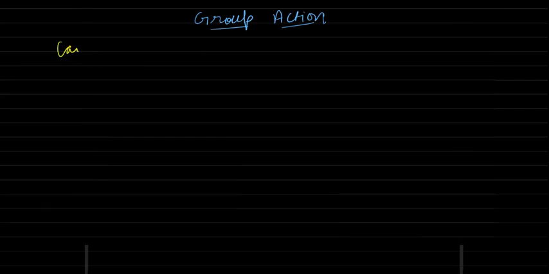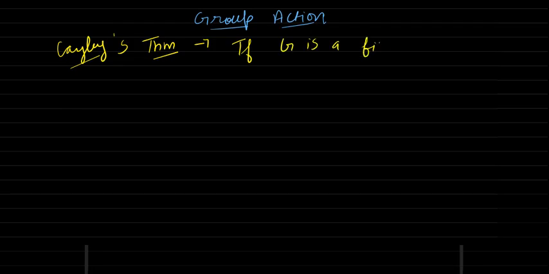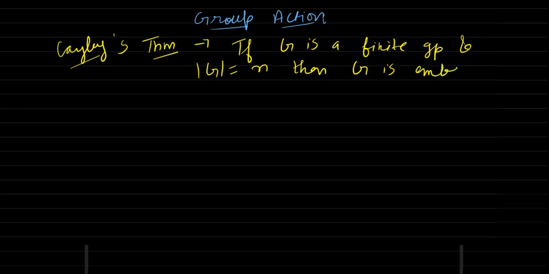In this video, we will try to understand one more important theorem called Cayley's theorem. This is a very nice theorem in abstract algebra, and the statement is as follows: if G is a finite group and the cardinality of G is n, then G is embedded in Sn.